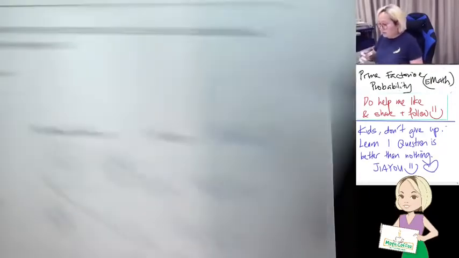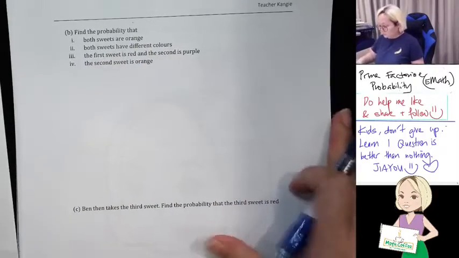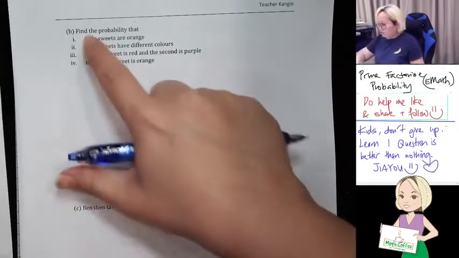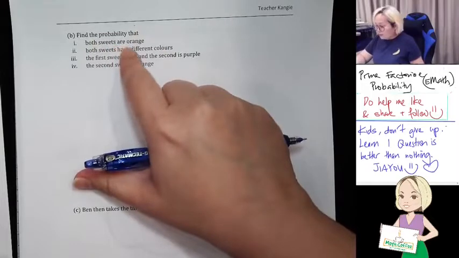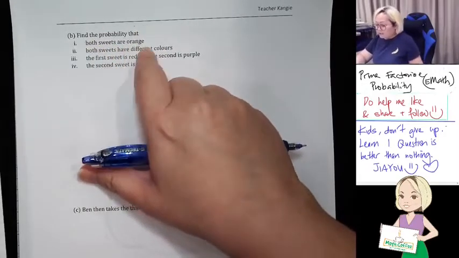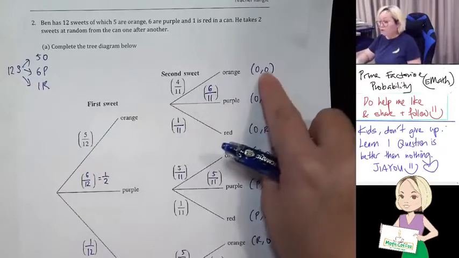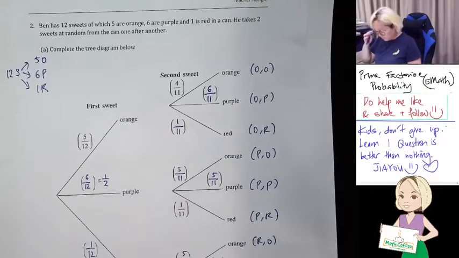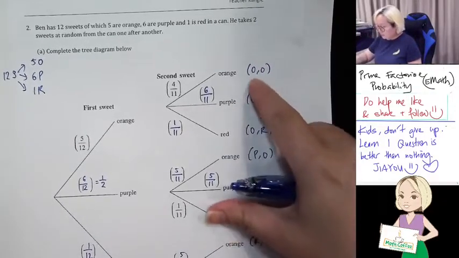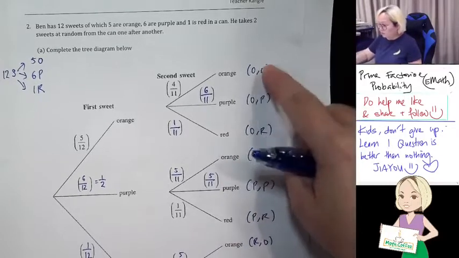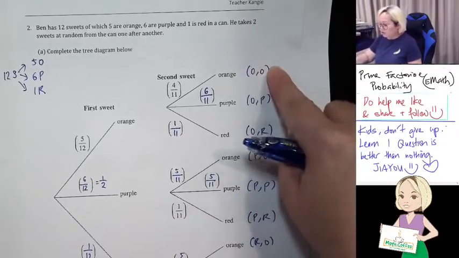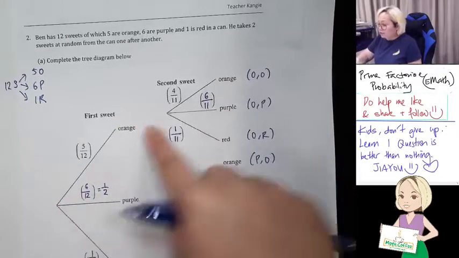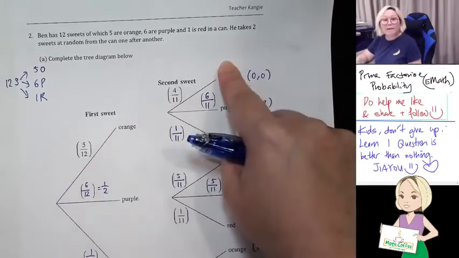Okay, so now we're going to answer the question over here. Find the probability that both sweets are orange. You see, with this it's easier to see. Both sweets are orange. It's only this part. So you can see that writing this down helps you a lot. To get orange, orange, I have to go through this branch and this branch. When it happens together, it is multiply.